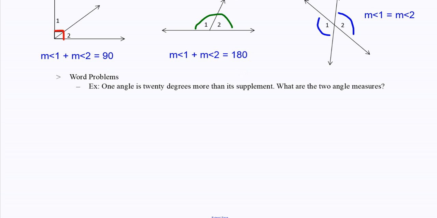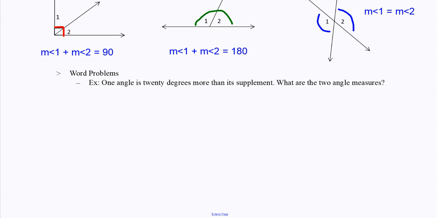And now I can talk about some word problems, and I can use that information. So one angle is 20 degrees more than its supplement. I want to make sure that I'm always defining my variable, so I say x is the angle. And I also care about the supplement. So if the two angles together have to add up to 180, and x is one of them, then the supplement of the angle must be 180 minus x. So now what I'm going to do is take this sentence here, and translate it into an equation.